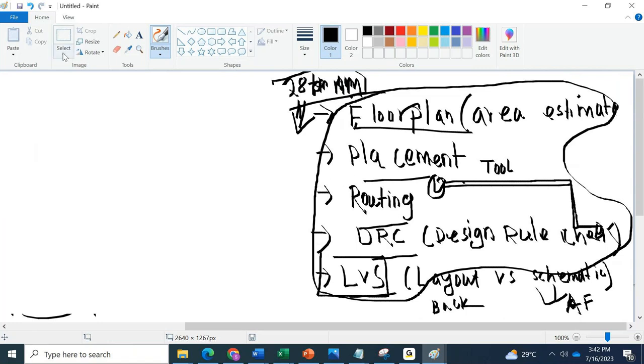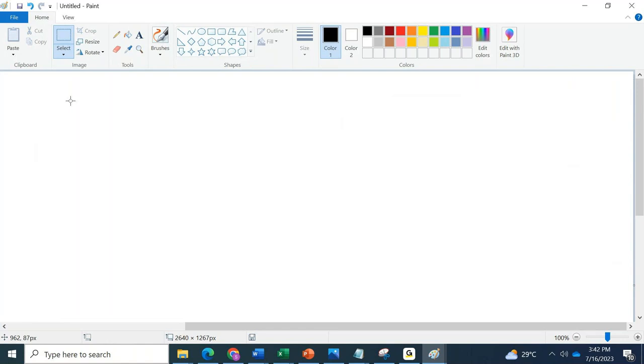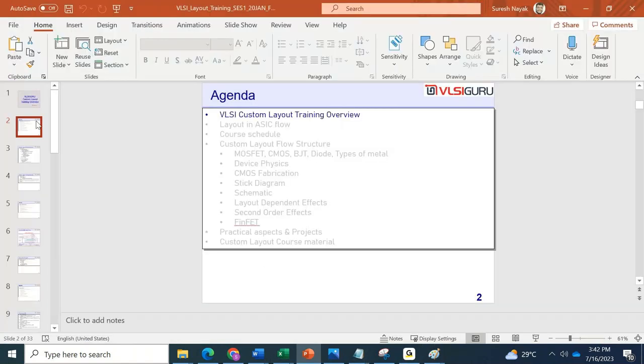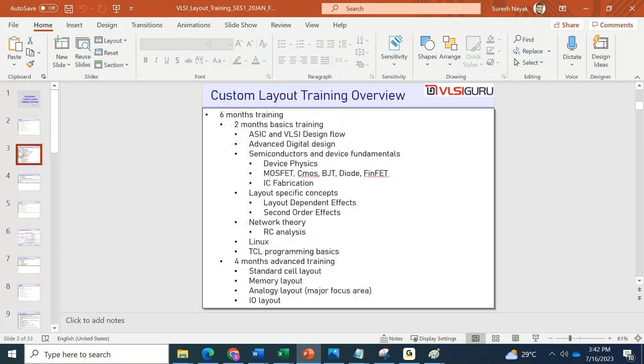Okay, so now this is the basic thing, and we'll go step by step. What are the syllabus topics? Before that, we have a 6 month training. You will get some basics. Here you will learn Tcl basics and some Linux basics. They'll be covered in the 2 months. If somebody wants advanced training, I'll come. But 2 months will be the basic training course.